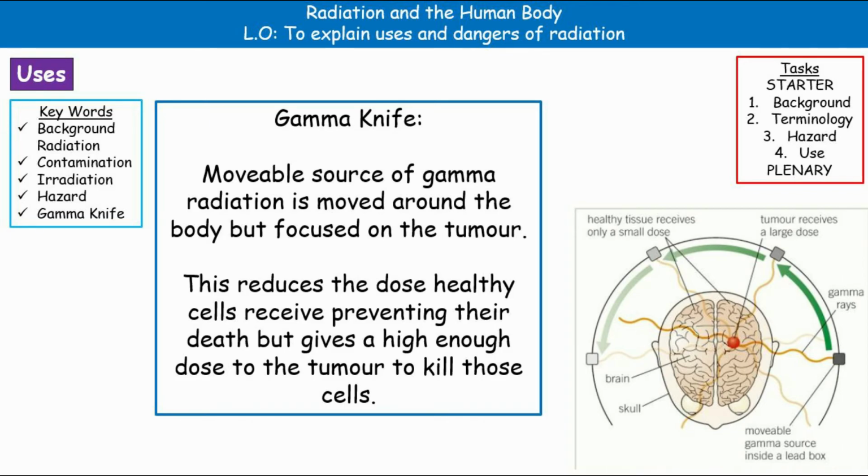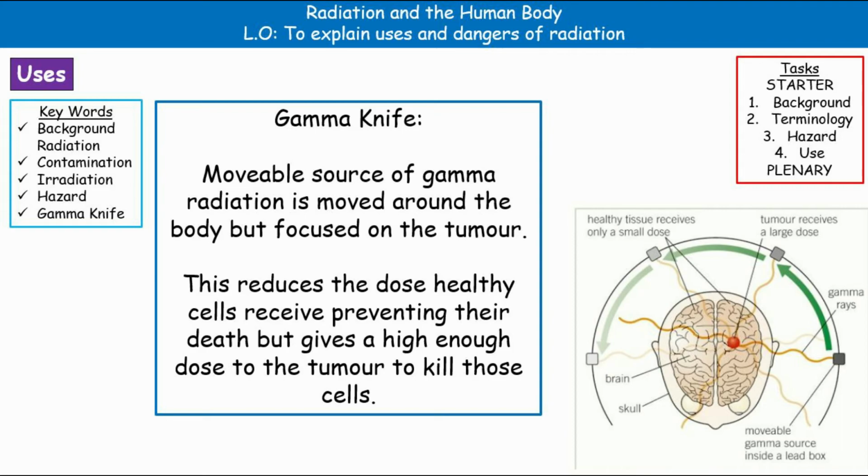In terms of what a gamma knife is, it's quite simply a movable source of gamma radiation. So you lie in this big machine and then this gamma source is going to move around the source of your tumour basically. Now what we do there is we're going to concentrate it on the tumour itself.